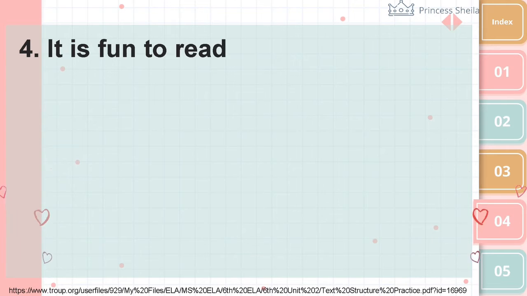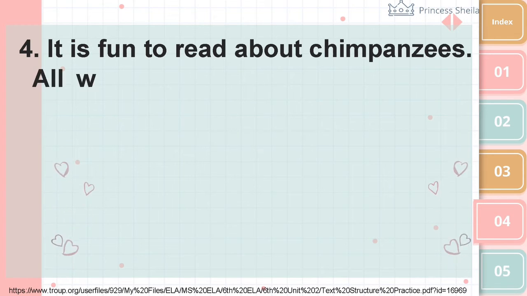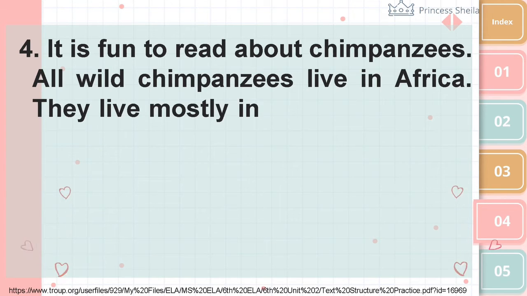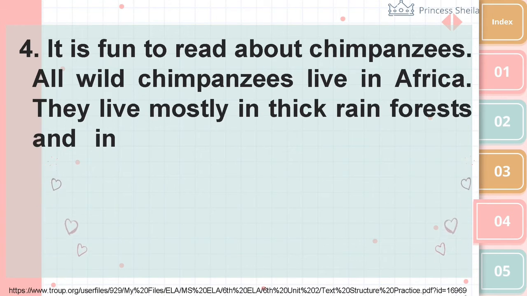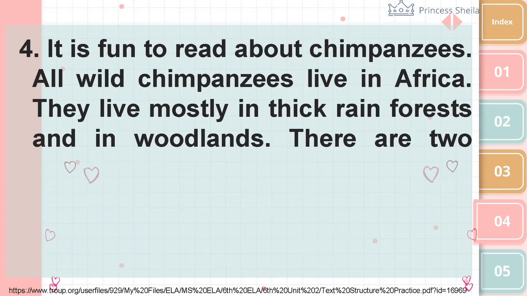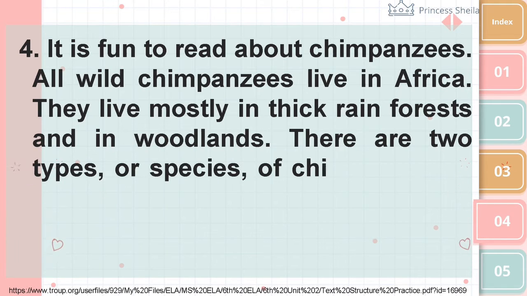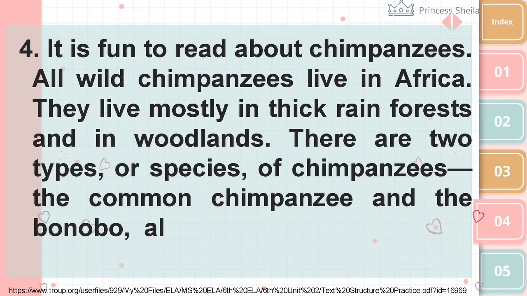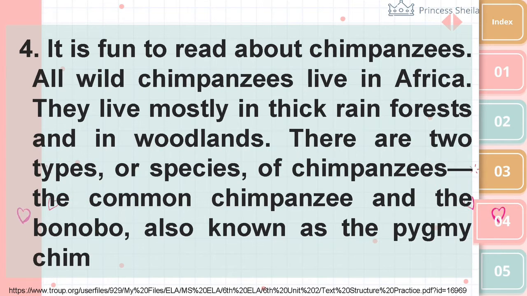4. It is fun to read about chimpanzees. All wild chimpanzees live in Africa. They live mostly in thick rainforests and in woodlands. There are 2 types, or species, of chimpanzees, the common chimpanzee and the bonobo, also known as the pygmy chimpanzee.